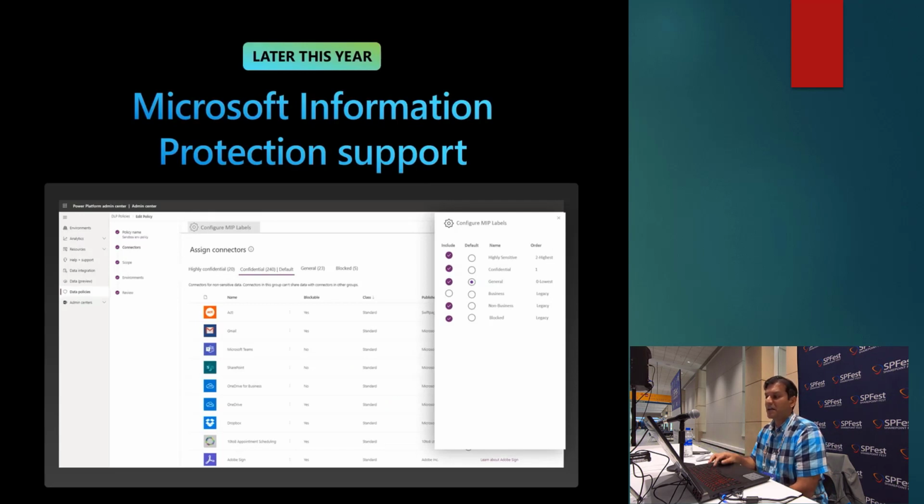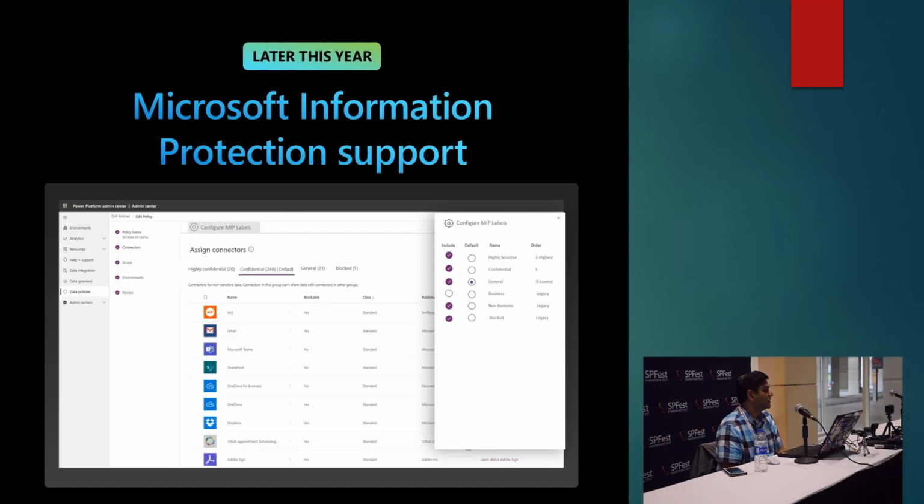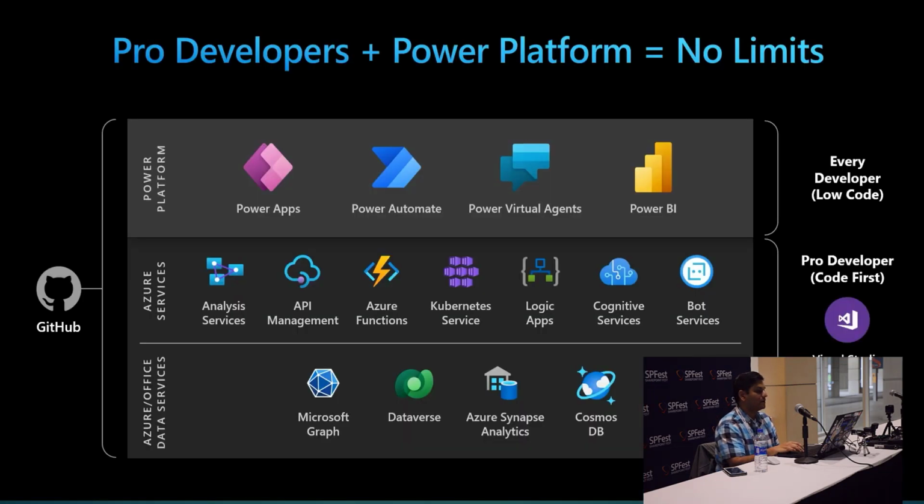Information protection, I already briefly talked about that. It will start leveraging the MIP labels as well. It starts leveraging the Office 365 security level, because MIP, Microsoft Information Protection, as we know, is not new, but now they'll take it one step further and apply that in the Power Platform as well.